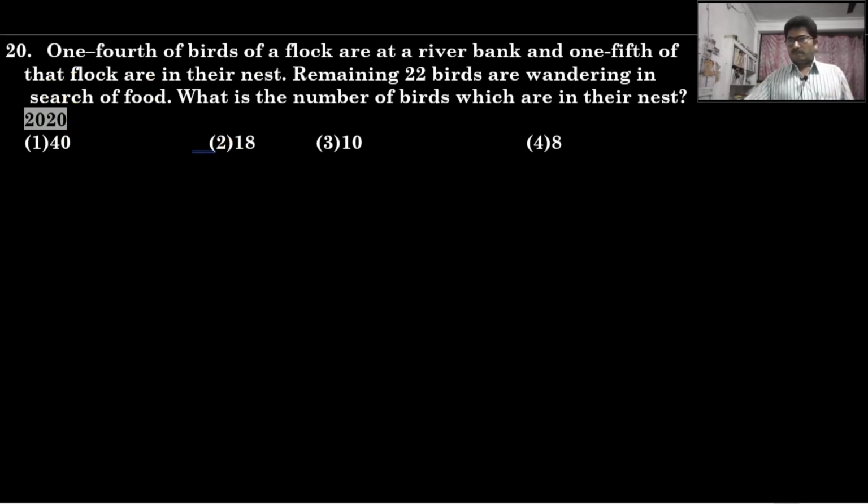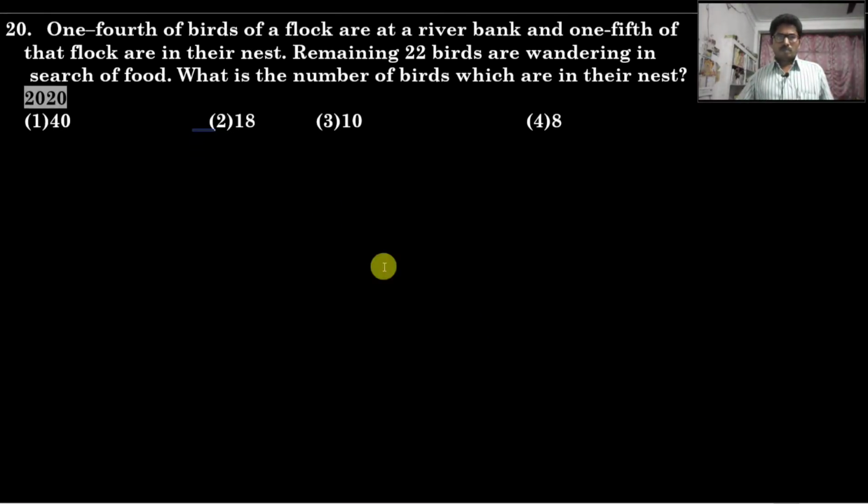Question number 20. One-fourth of the birds of a flock are at a river bank, and 1/5 of that flock are in the nest. The remaining 22 birds are wandering in search of food. What is the number of birds which are in their nest?